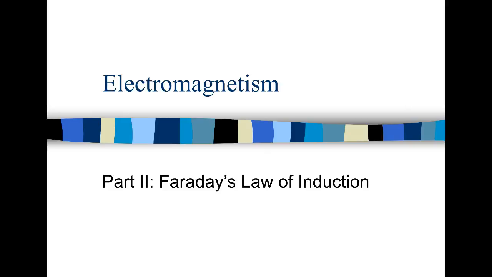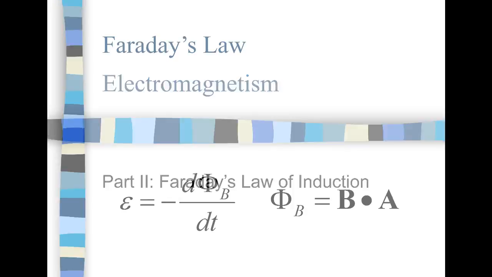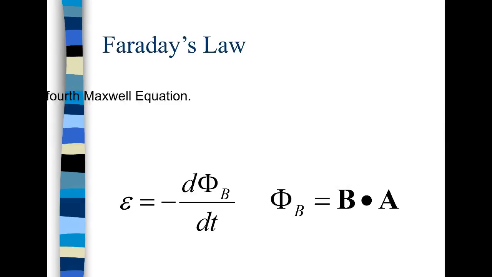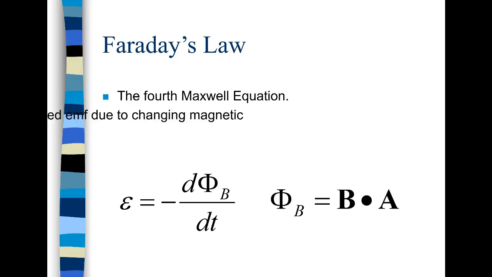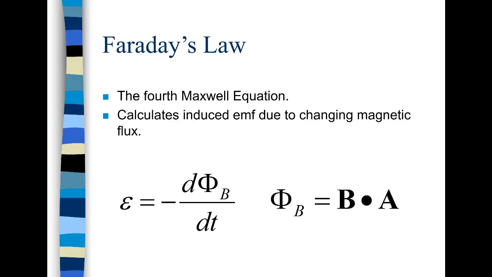Okay, welcome back everyone. In this video, we're going to continue our discussion of electromagnetism by talking about Faraday's law of induction. So the first thing to mention is that this is an empirical law, meaning that Michael Faraday did a bunch of experiments involving electricity and magnetism, and he found the following. This is called the fourth of Maxwell's equations, Faraday's law, and what it does is it calculates an induced EMF or voltage due to a changing magnetic flux.